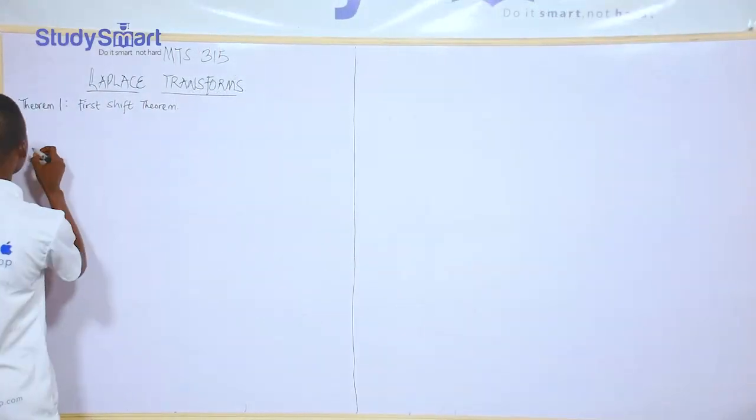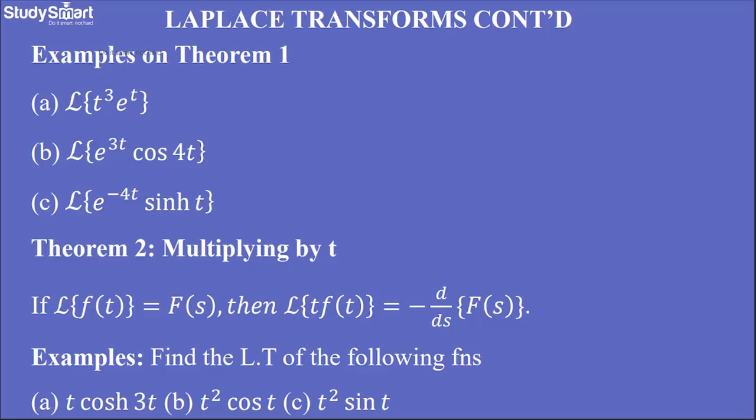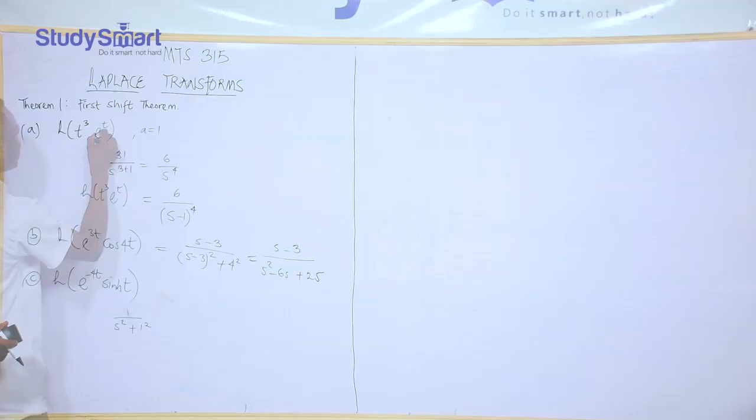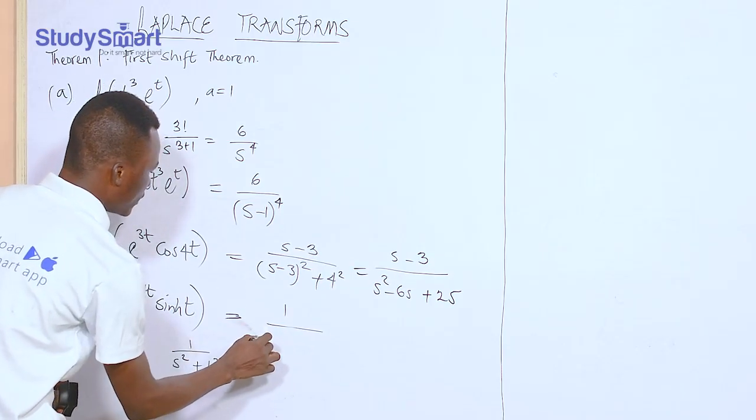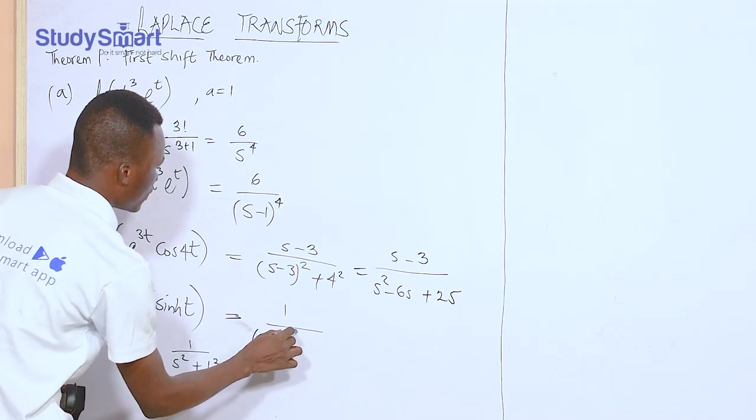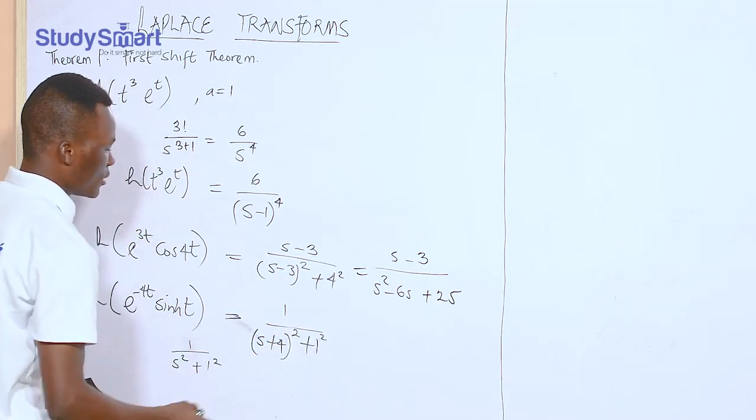So we have the first example, Laplace transform of 3 raised to the power 3 plus 4. So the Laplace transform of this function becomes 1 over s plus 4 squared plus 1 square. So you can simplify this.